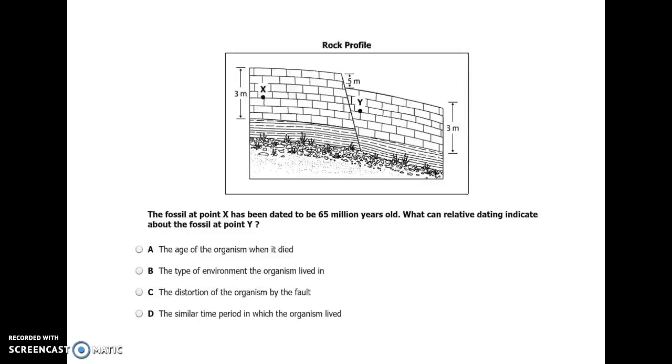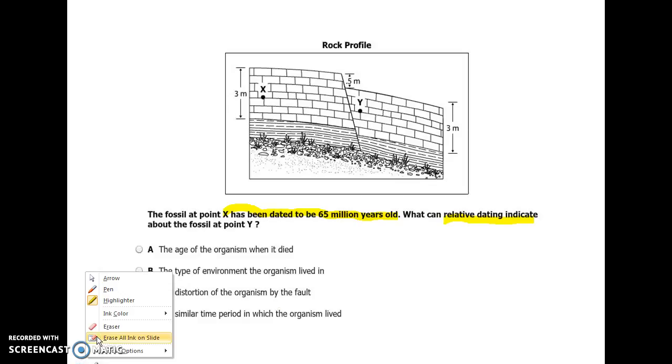All right, so let's look at this first question. In this first question, it's asking about point Y. It says the fossil at point X has been dated to be 65 million years old. So when we look at that, that's important. 65 million years old. It's not as important as the next thing we're going to highlight, but it's important. So it's then asking, what can relative dating indicate about the fossil at point Y?